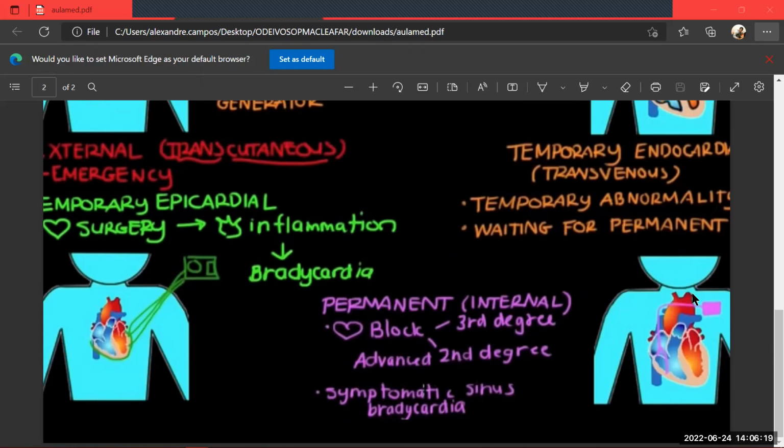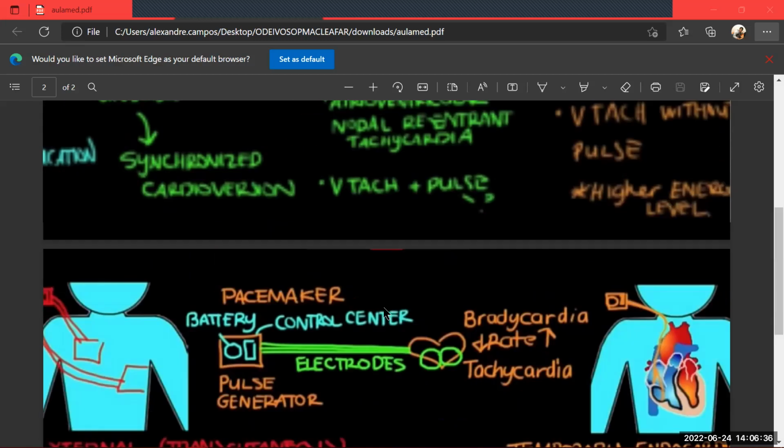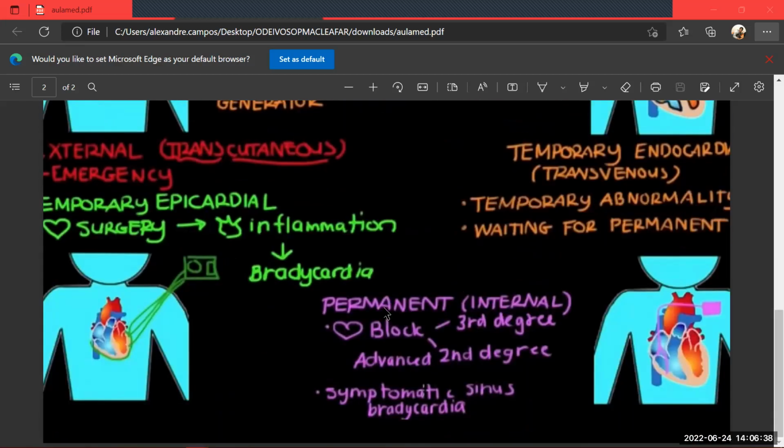Now it goes inside the body, and it blocks the pulses that come from the brain. It makes its own pulses.